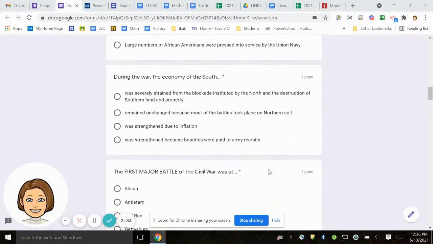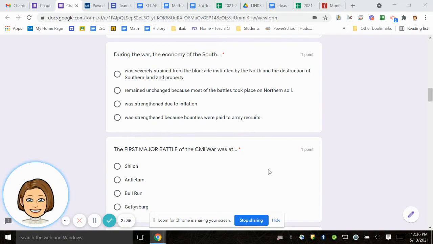Number 4, during the war, the economy of the South was severely strained from the blockade instituted by the North, and the destruction of Southern land and property remained unchanged because most of the battles took place on Northern soil, was strengthened due to inflation, was strengthened because bounties were paid to Army recruits.